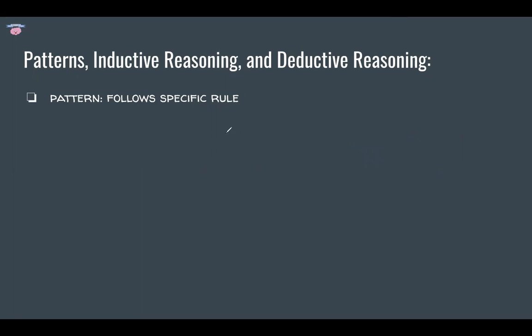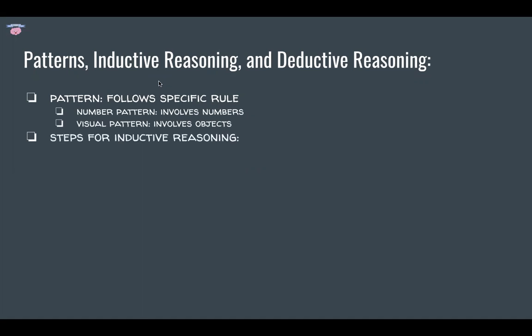But there's also number patterns, like 1, 2, 3, 4, 5 is a number pattern. 2, 4, 6, 8, 10 is a number pattern because you multiply by 2. And there are various types of patterns. Like I said, number patterns involve numbers, visual patterns involve objects. Inductive reasoning, as mentioned before, is when you take a pattern and write its rule.